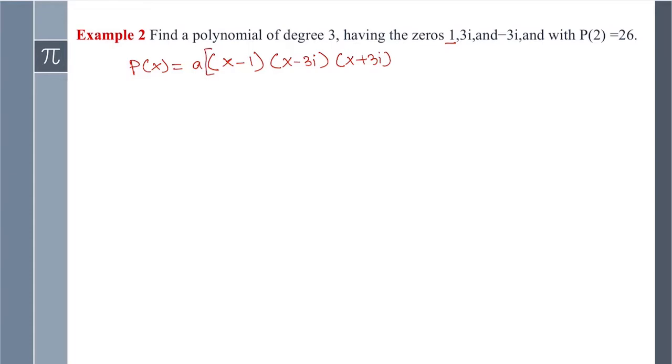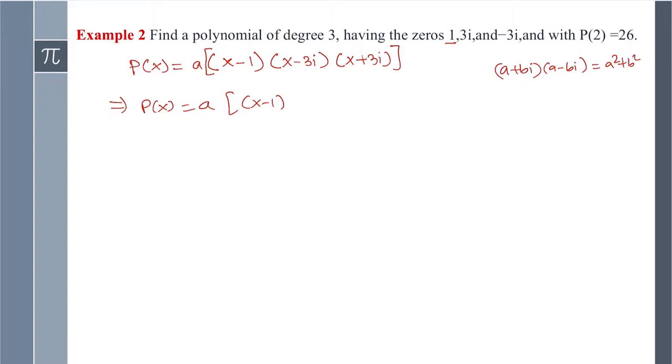So let's write it this way. Now this gives us p of x equals a times x minus 1. Let's go ahead and multiply x minus 3i and x plus 3i. So they are conjugates. We know that a plus bi times a minus bi is just a squared plus b squared. That's how we multiply complex conjugates.